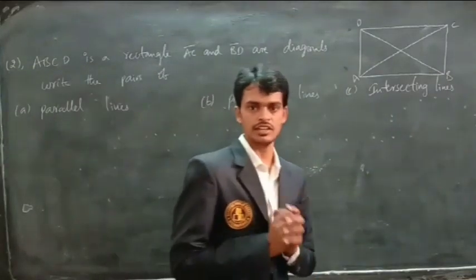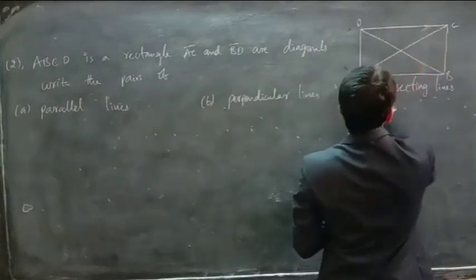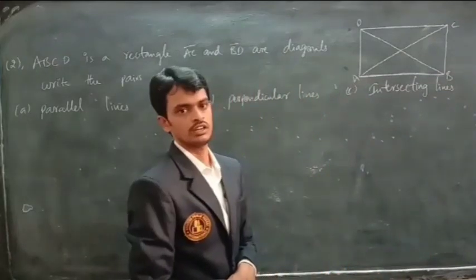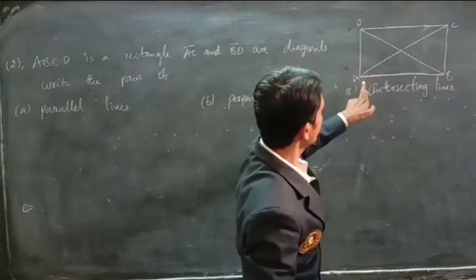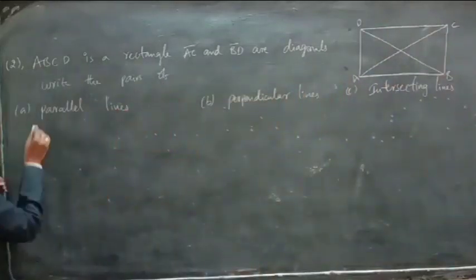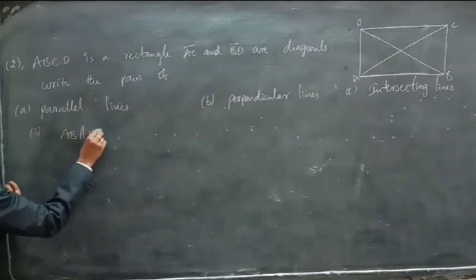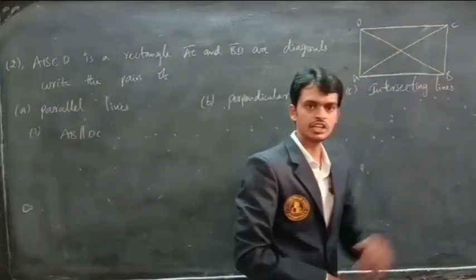First, the pairs of parallel lines. In a rectangle, opposite sides are equal and parallel to each other. AB is equal to DC. So the first pair is AB parallel to DC, which is horizontal.